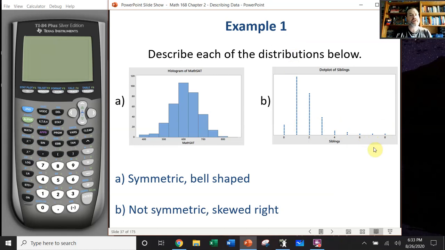And that's it. That's all you're going to have to do for general identification of shapes of distributions in this class. We don't go into any more detail than that.